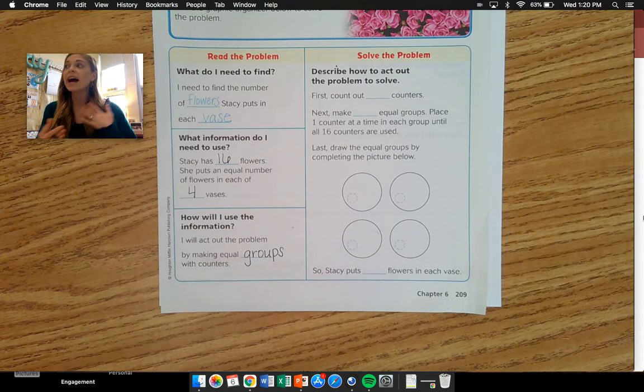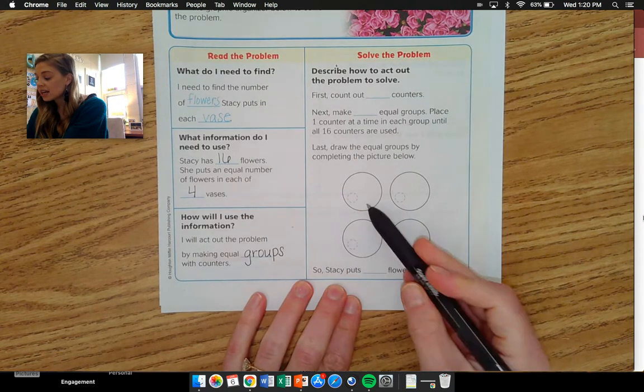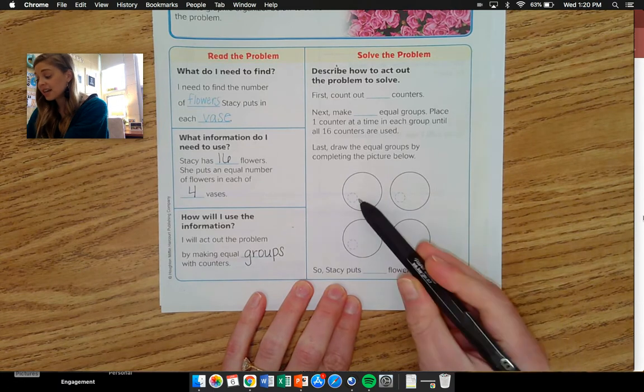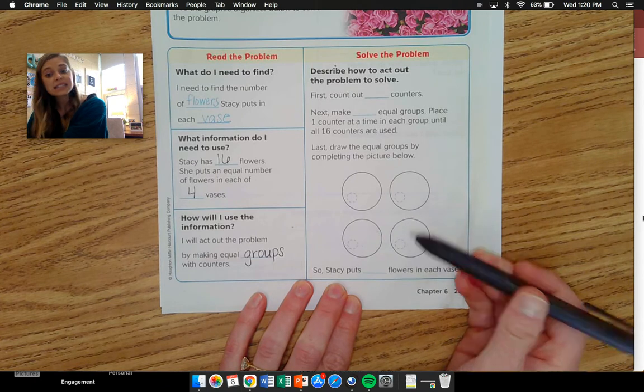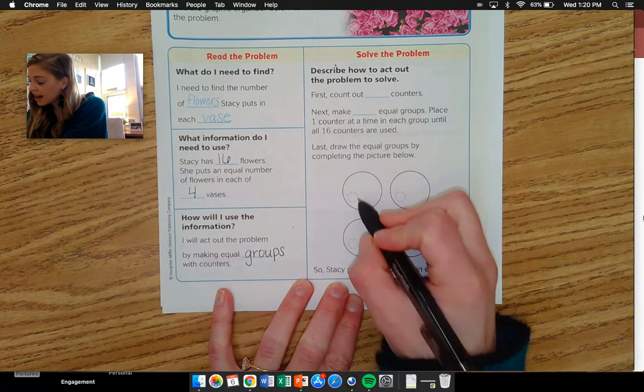So we have to figure out how many in each vase, but there's an equal number in each vase. So the way that we do that is put 1 in each vase. Technically, these are vases, right? We put 1 flower in each vase until we get to 16. So let's go ahead and do that.